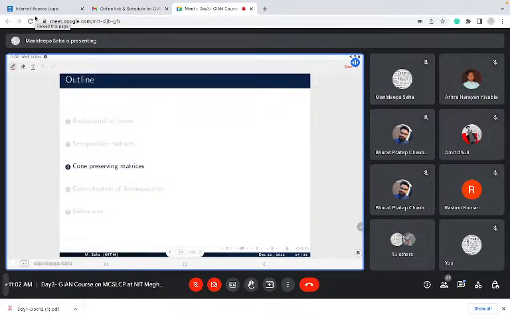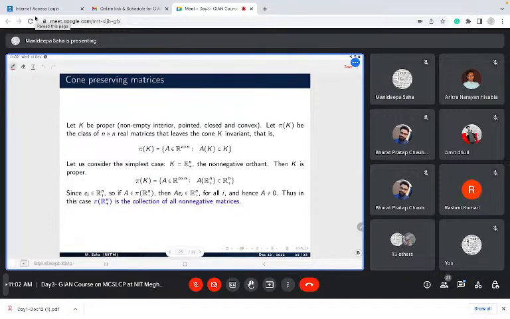The next concept is the cone preserving matrix. So what is that? Suppose we have a cone K, a proper cone. If you want to remember, it has non-empty interior, and it is pointed, closed, and convex. Then pi(K), what is that set? It is the collection of all n cross n matrices which leave the cone K invariant. It means that A(K) is a subset of K.